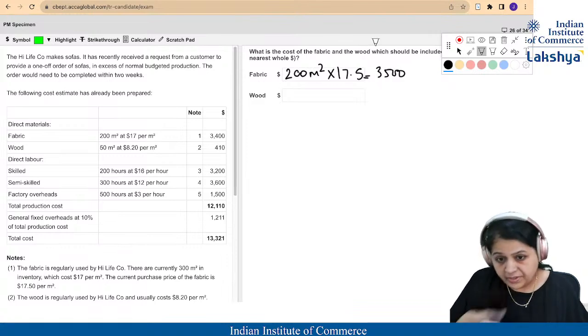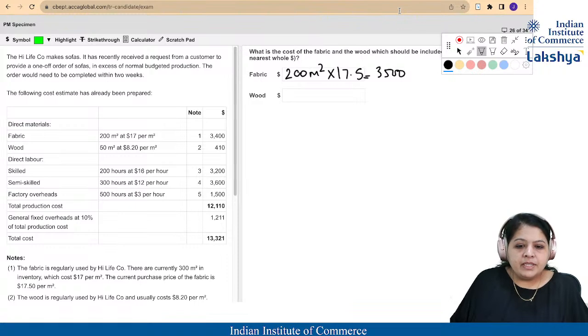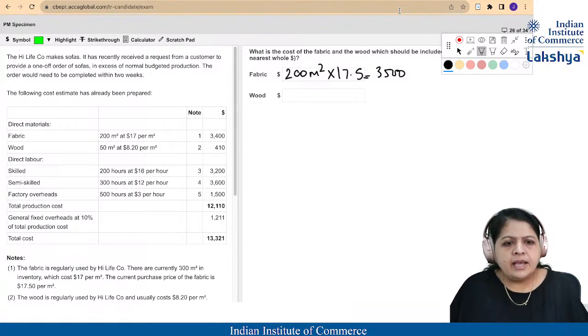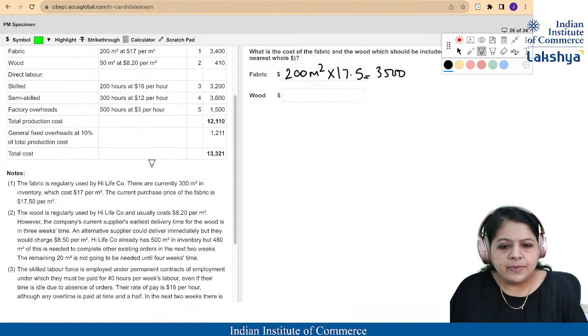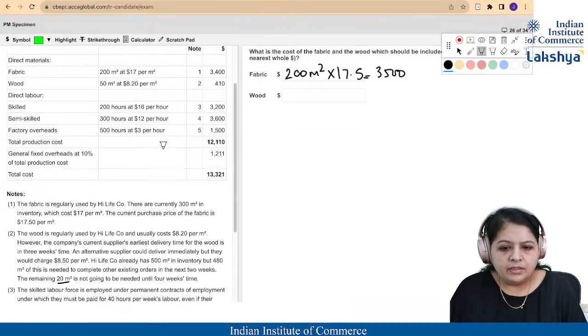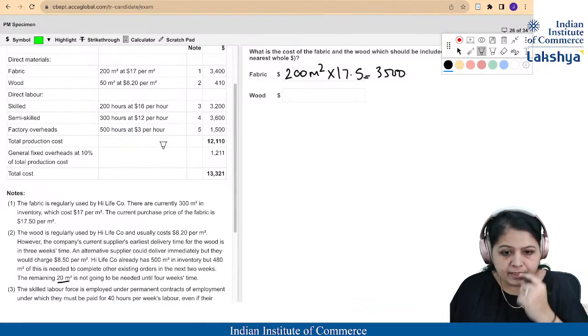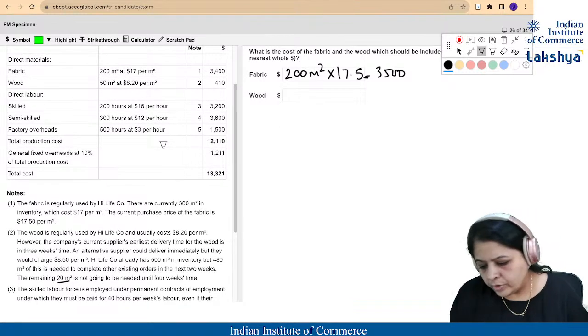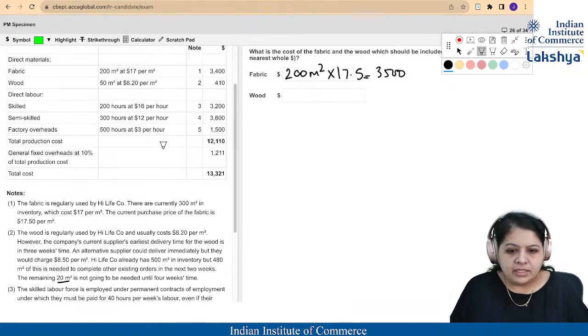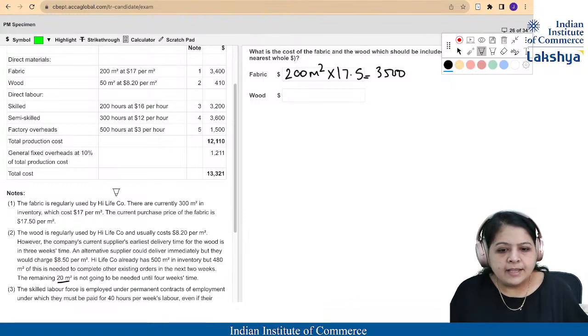When it comes to wood, it's 50 meters that the company requires. The wood is also in regular use and they did have a spare capacity. So the spare capacity was how much? 20 meters. That is something that the company is going to use, the spare capacity, plus the 30 square meters that it needs, which it has to purchase at the prevailing rate.